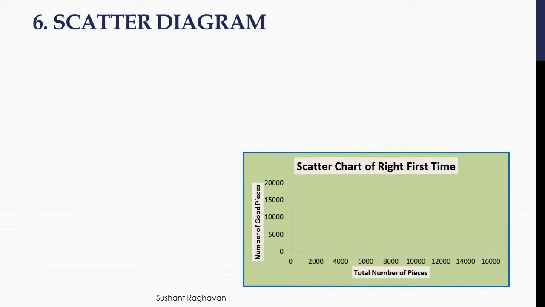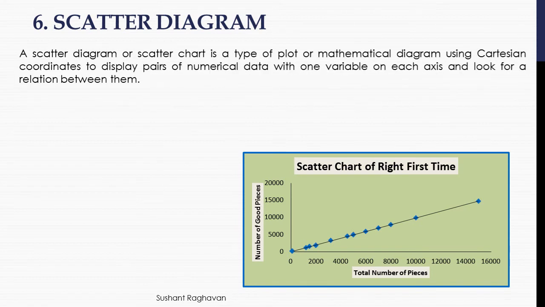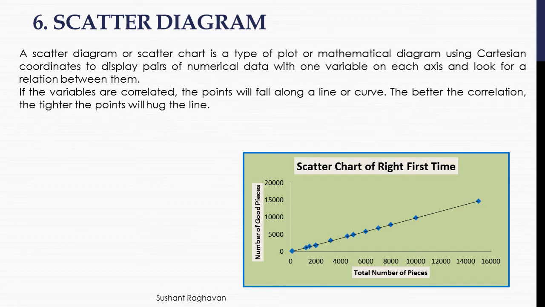Scatter diagram. Below is a scatter chart of right first time. The chart shows the correlation of the total number of good pieces produced from the total production of 15 styles produced in the sewing lines. A scatter diagram or scatter chart is a type of plot or mathematical diagram using Cartesian coordinates to display pairs of numerical data, with one variable on each axis, to look for a relation between them. If the variables are correlated, the points will fall along a line or curve. The better the correlation, the tighter the points will hug the line.